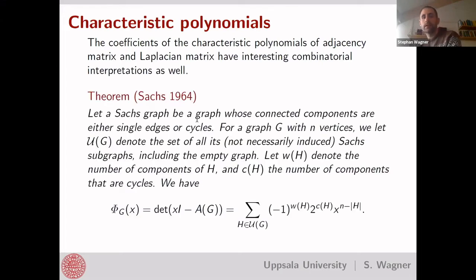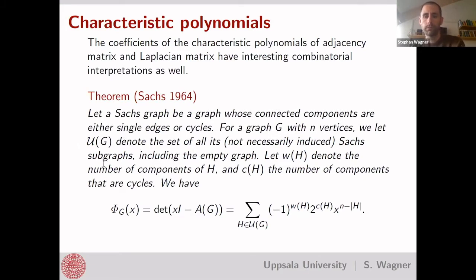Let's start with the characteristic polynomial of the adjacency matrix. And there is an old theorem that characterizes the coefficients that occur in the characteristic polynomial that's due to Sachs from 1964. I define the notion of a Sachs graph. It's a graph where all the connected components are either single edges or they might be cycles. And for a given graph G, we define this set of all its Sachs subgraphs.